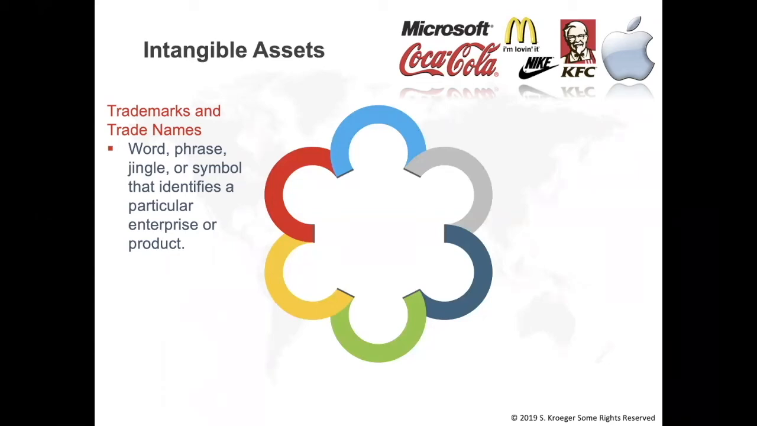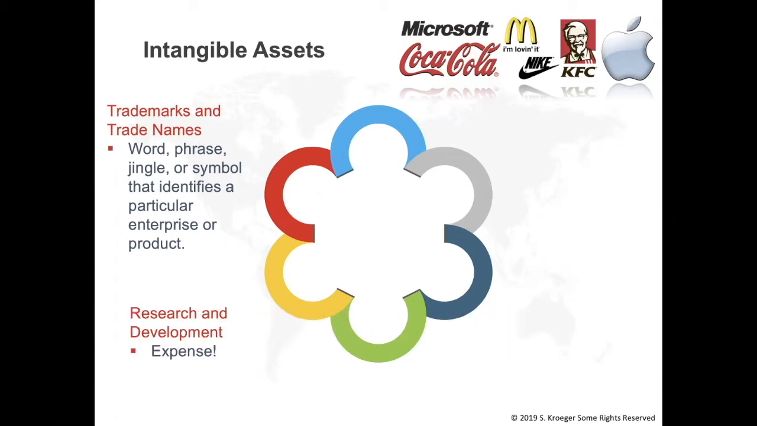A trademark or trade name will last for 10 years, but then the company can renew it. Therefore, really, these last indefinitely if a company keeps on renewing it. So we would not amortize the cost since it would have an indefinite life.